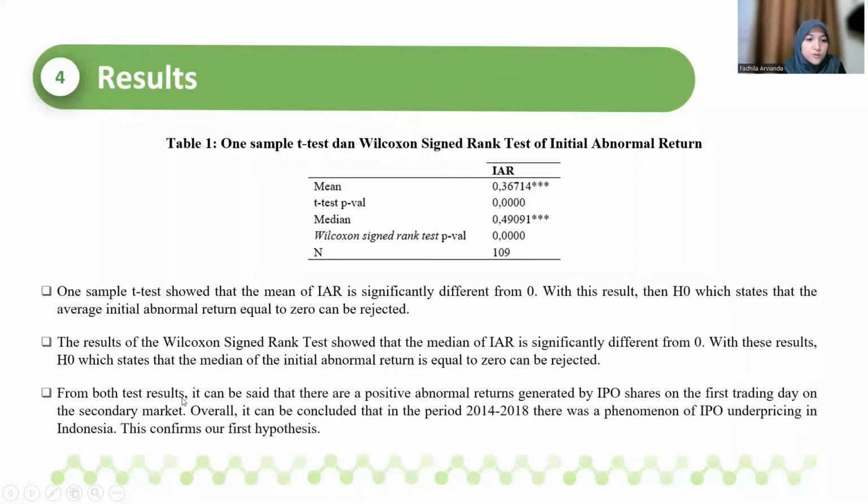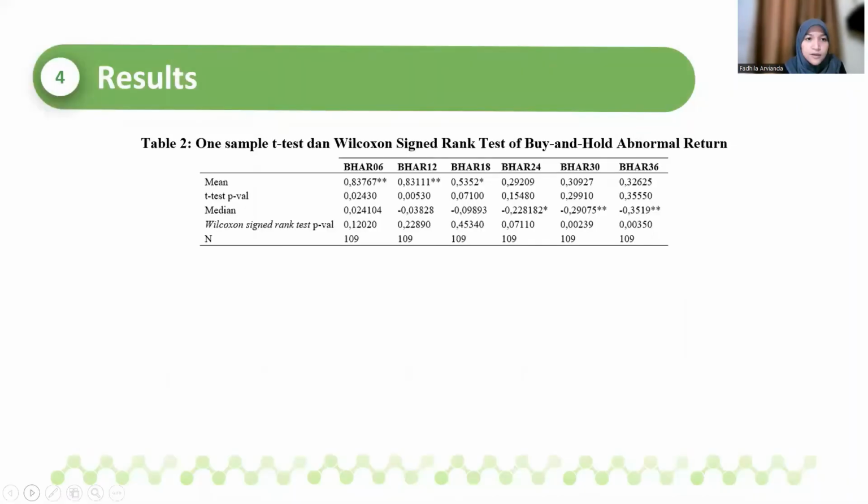From both test results, it can be said that there are positive abnormal returns generated by IPO shares on the first trading day on the secondary market. Overall, it can be concluded that in the period 2014 up to 2018, there was a phenomenon of IPO underpricing in Indonesia. This confirms our first hypothesis.